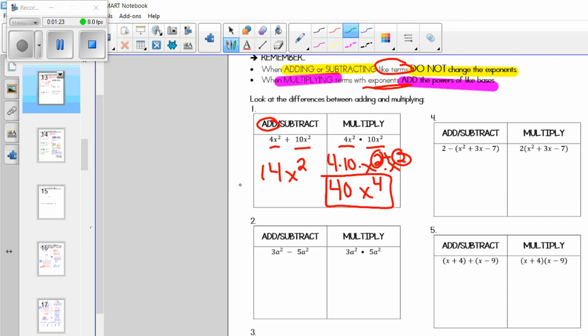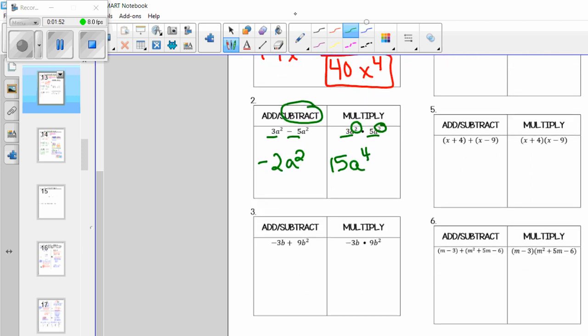For question 2, we are going to be subtracting a 3a squared minus 5a squared. Since they both are an a squared, I can go ahead and subtract. 3 minus 5 would give me a negative 2a squared. When we multiply, I'm multiplying my coefficients. 3 times 5, 15. And now I have to go and add those exponents. So I have a 2 plus 2, which leaves me with an a to the fourth.